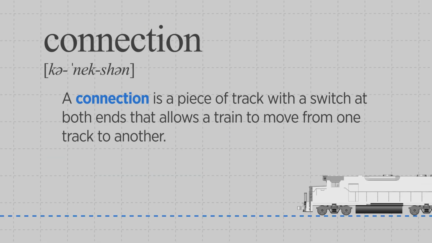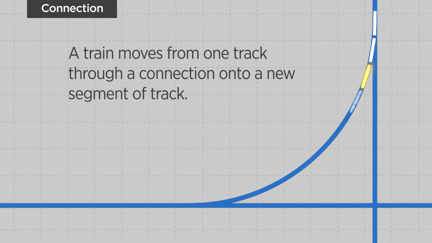Trains can't change tracks without special infrastructure. A connection is a piece of track with a switch at both ends that allows a train to move from one track to another. Let's see how it works. A train moves from one track through a connection onto a new segment of track.